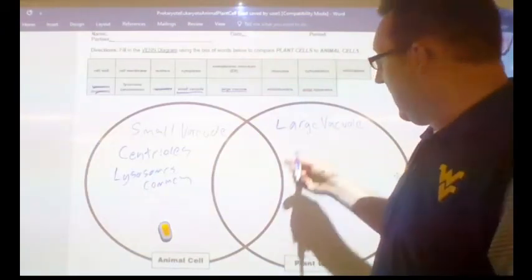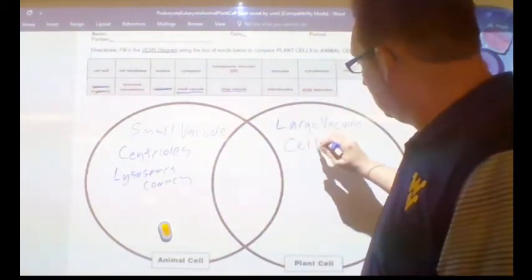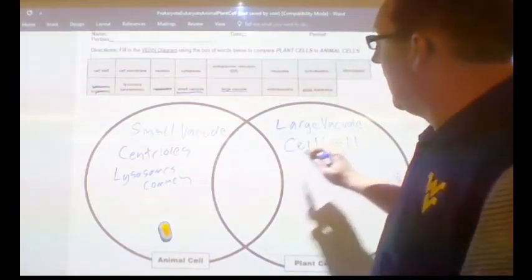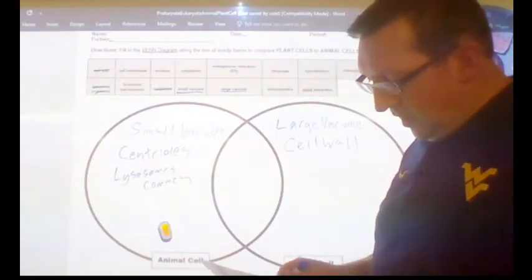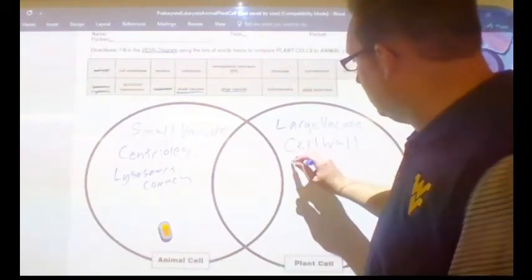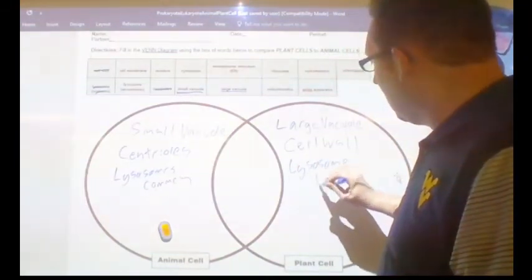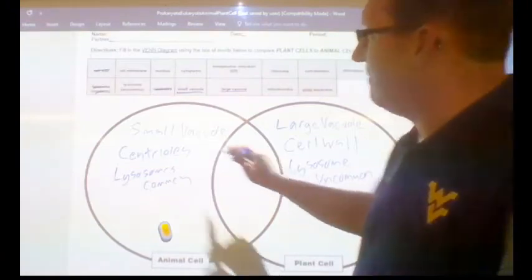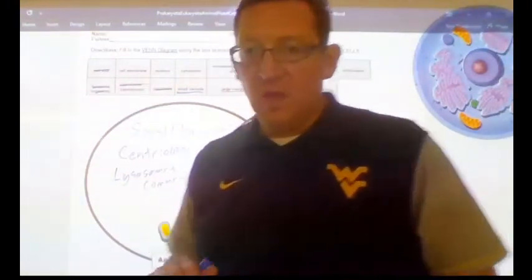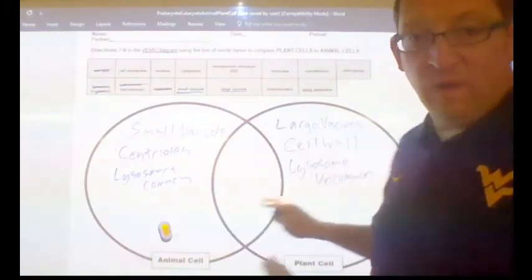Okay? A plant cell has a cell wall. An animal cell does not have a cell wall. Okay? Plant cell also has lysosomes, but they're very uncommon, meaning there's not that many of them, and so forth. So we have these things differentiated, what an animal cell has and what a plant cell has.